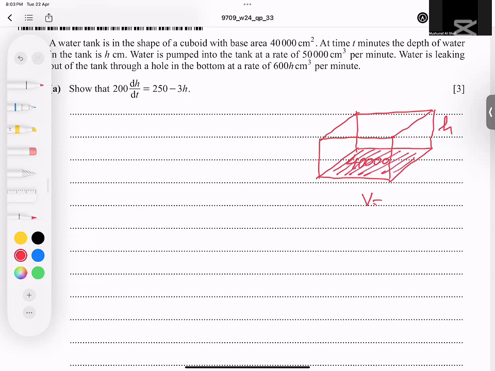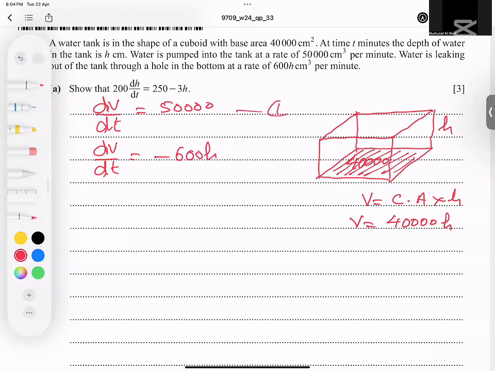So what is the formula? Volume, cross area into height. So V becomes 40,000 into height. So this one thing is very clear. The second part is saying water is pumped into the tank inside at 50,000 centimeter cube per minute, which means dV by dt is 50,000. At the same time, water is leaking from the bottom this much. Leaking means volume will be negative. dV over dt is negative 600 h.